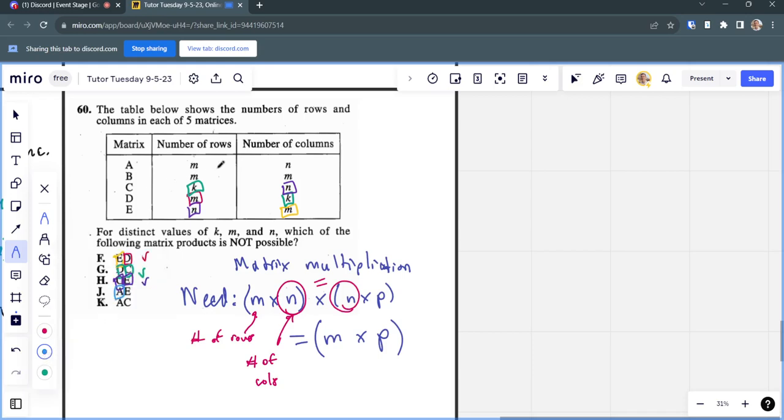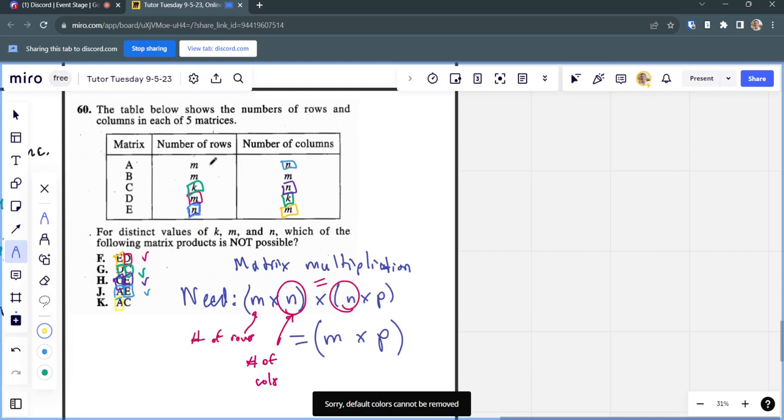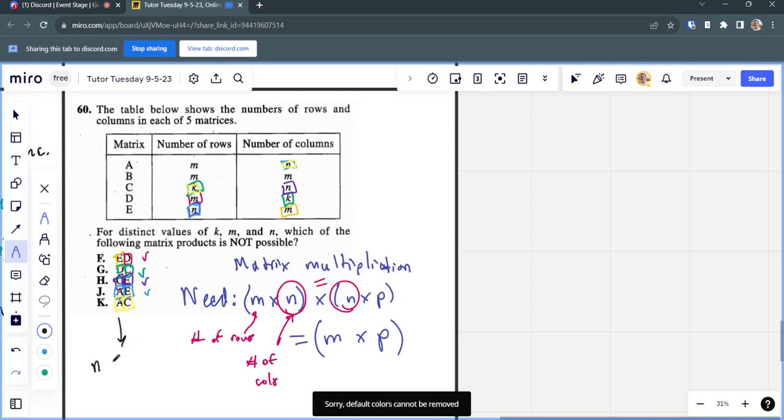Matrix A has n columns. Matrix E has n rows. So that's good. Last one. Matrix A has n columns. Matrix C has k rows. That one does not work, right? N columns multiplied into k rows. We have a mismatch. And that means that the matrix product is not going to be defined for answer choice K.